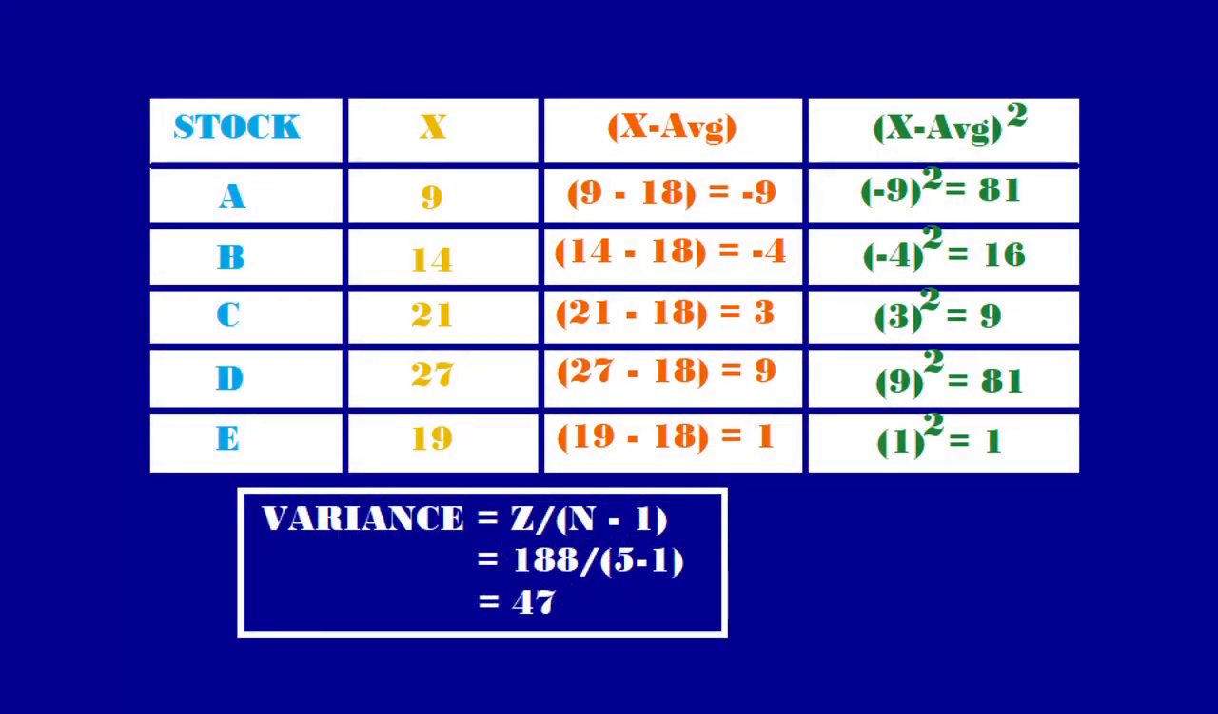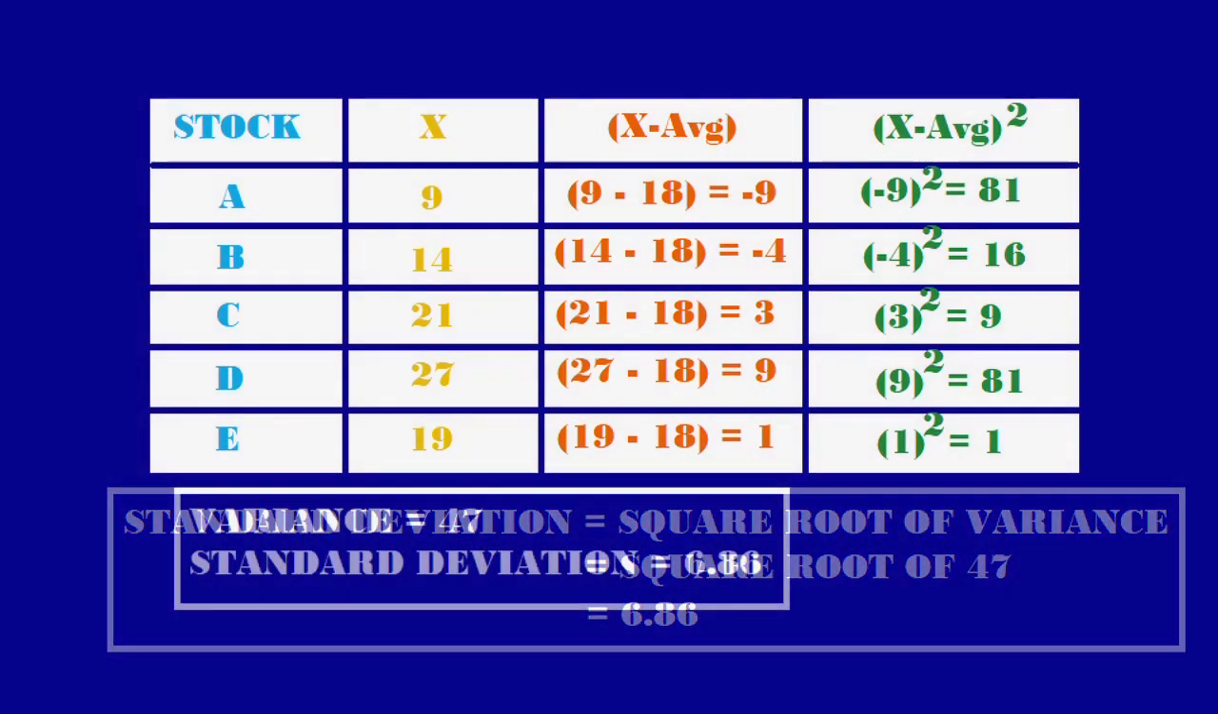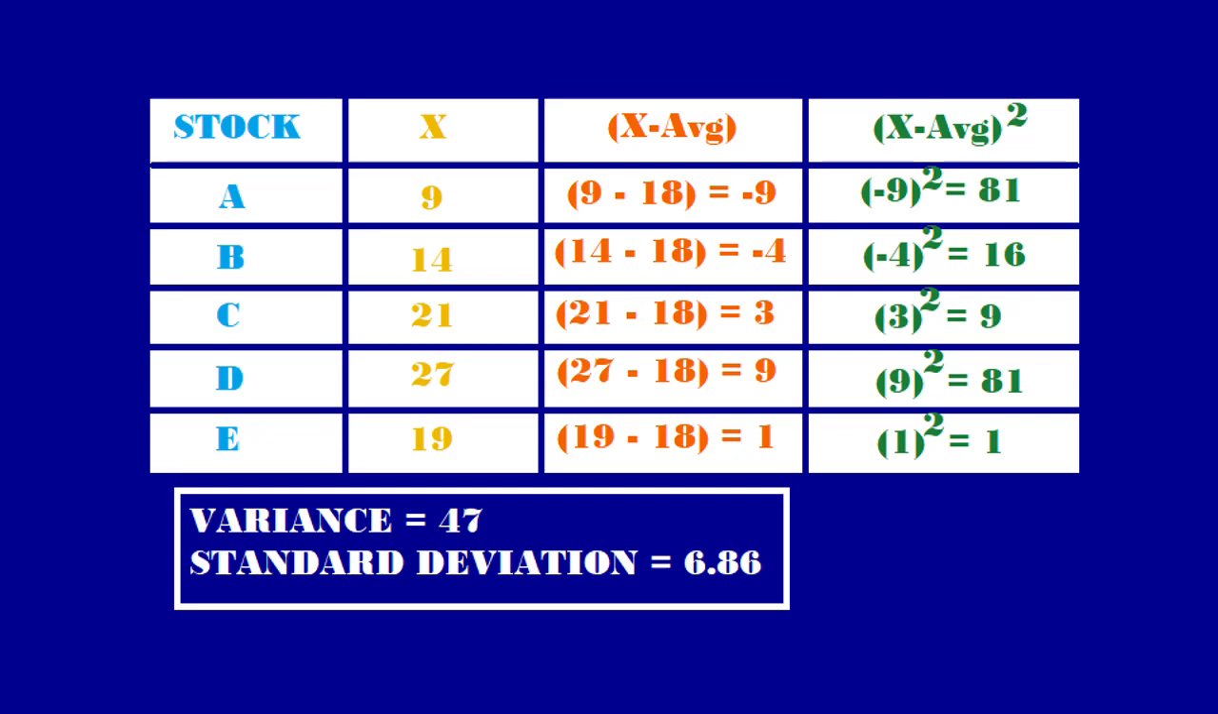Step 5. You have to calculate the variance. To do this, you just have to divide Z by N-1. As you can see, this gives the value of the variance as 47. Step 6. Finally, you have to find the square root of the variance. In this case, it is square root of 47, which is approximately 6.86. Therefore, the standard deviation of these 5 sets of observation is 6.86.